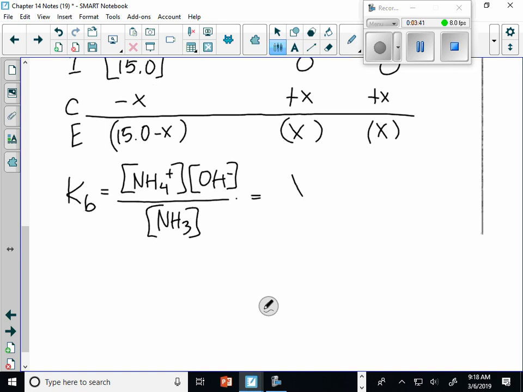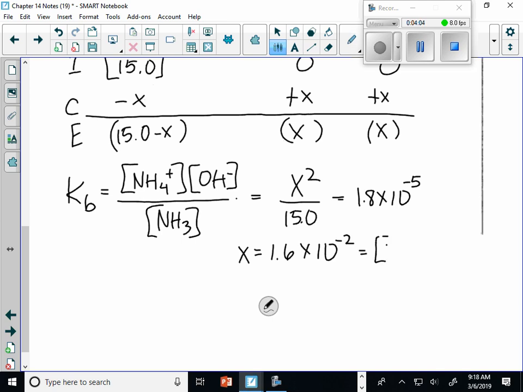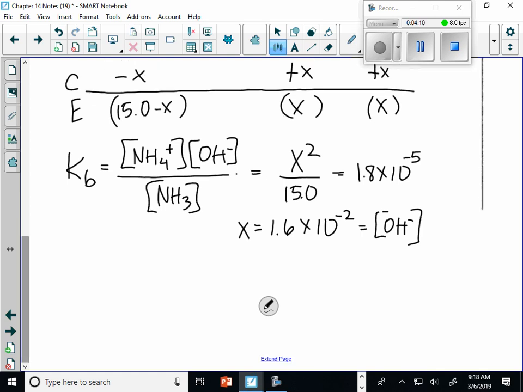So that is going to be x squared over 15, and I can drop that x because my Kb is smaller than 10 to the negative third. So nothing new that we are doing versus the acids. The bases are exactly the same. It's just the opposite in nature. 1.6 times 10 to the negative second is going to equal our hydroxide ion. So this is where you have to be careful because it's asking for our pH and the percent ionization.